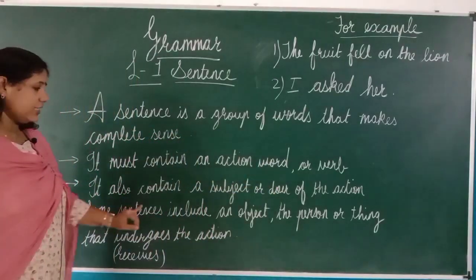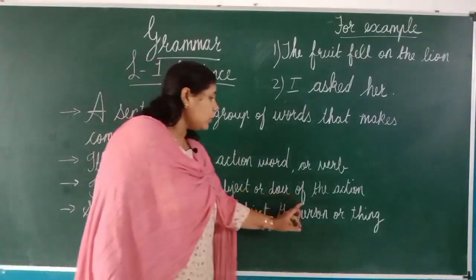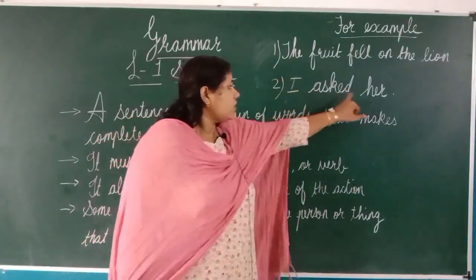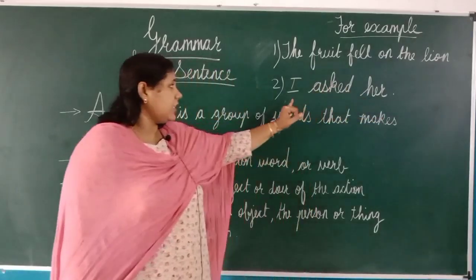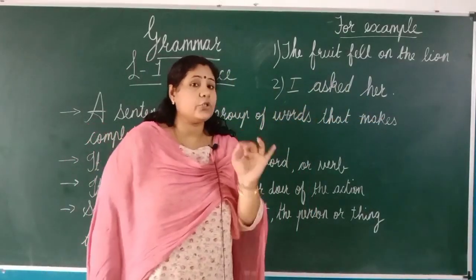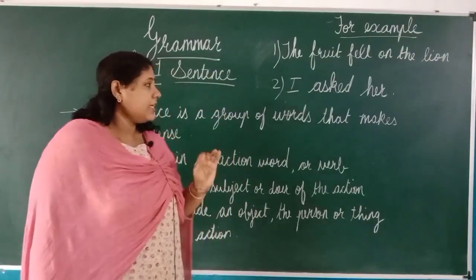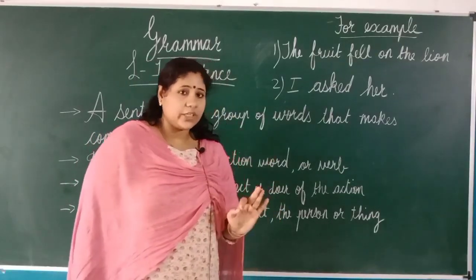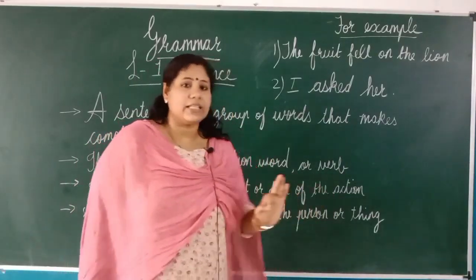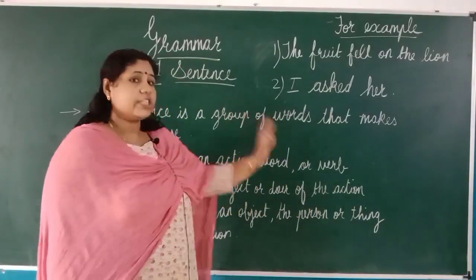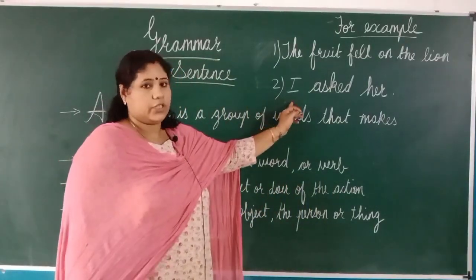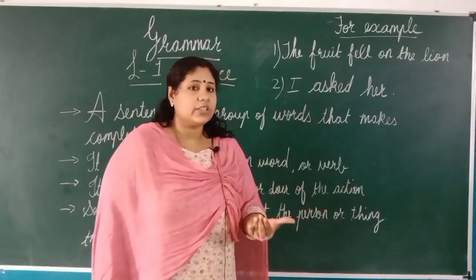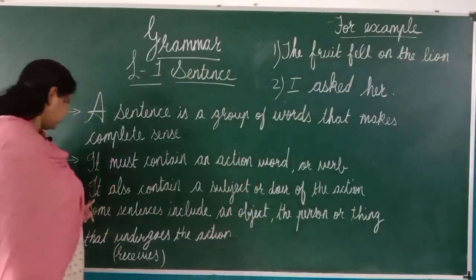Next, it also contains a subject or doer of the action. Who is doing? For example, see here. I asked her. Understood? Who is the subject here? I. Every sentence should have a subject. Some sentences may not have an object, but a subject is a must. Without a subject, the sentence is meaningless. Understood? So, every sentence must have a subject. Here, the subject is I. Understood? कौन कर रहा है वो action? उनको बोलते हैं subject.